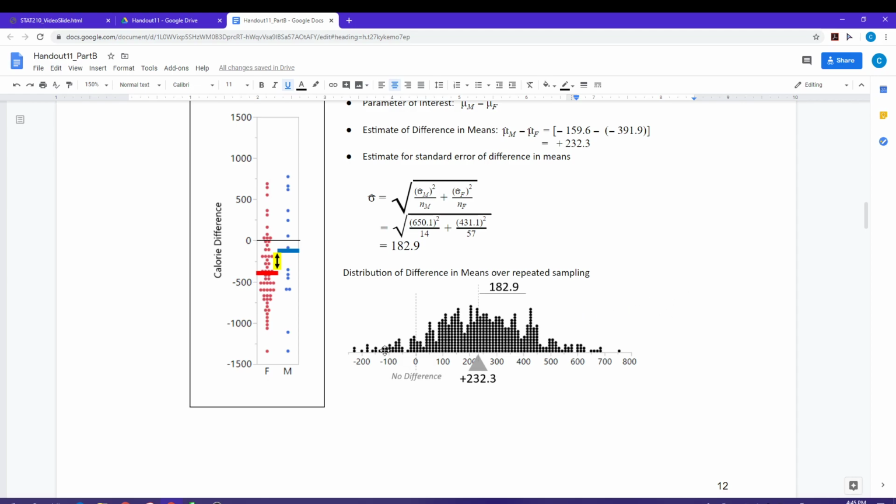We can see that these dots do encompass a no difference situation. So that'll give us a little bit of a hint of what's going to be ahead. We're going to find out that the p-value is not less than 0.05 in this example, because it's quite likely that I will get a no difference over repeated sampling.